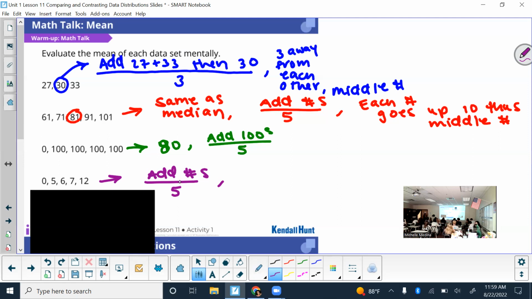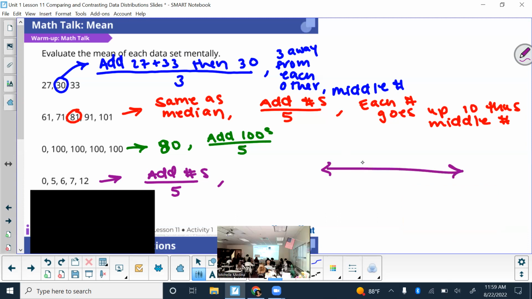So you add up the numbers, divide by 5. So the pattern goes 5, 1, 1, 5. If you investigate that a little bit more and put it on a number line, at 0, I'm just going to count by 5. At 0, 5, 10, 15. If I plot all of these, I have a dot above the 0, a dot above the 5, a dot above the 6, a dot above the 7, and a dot above the 12.